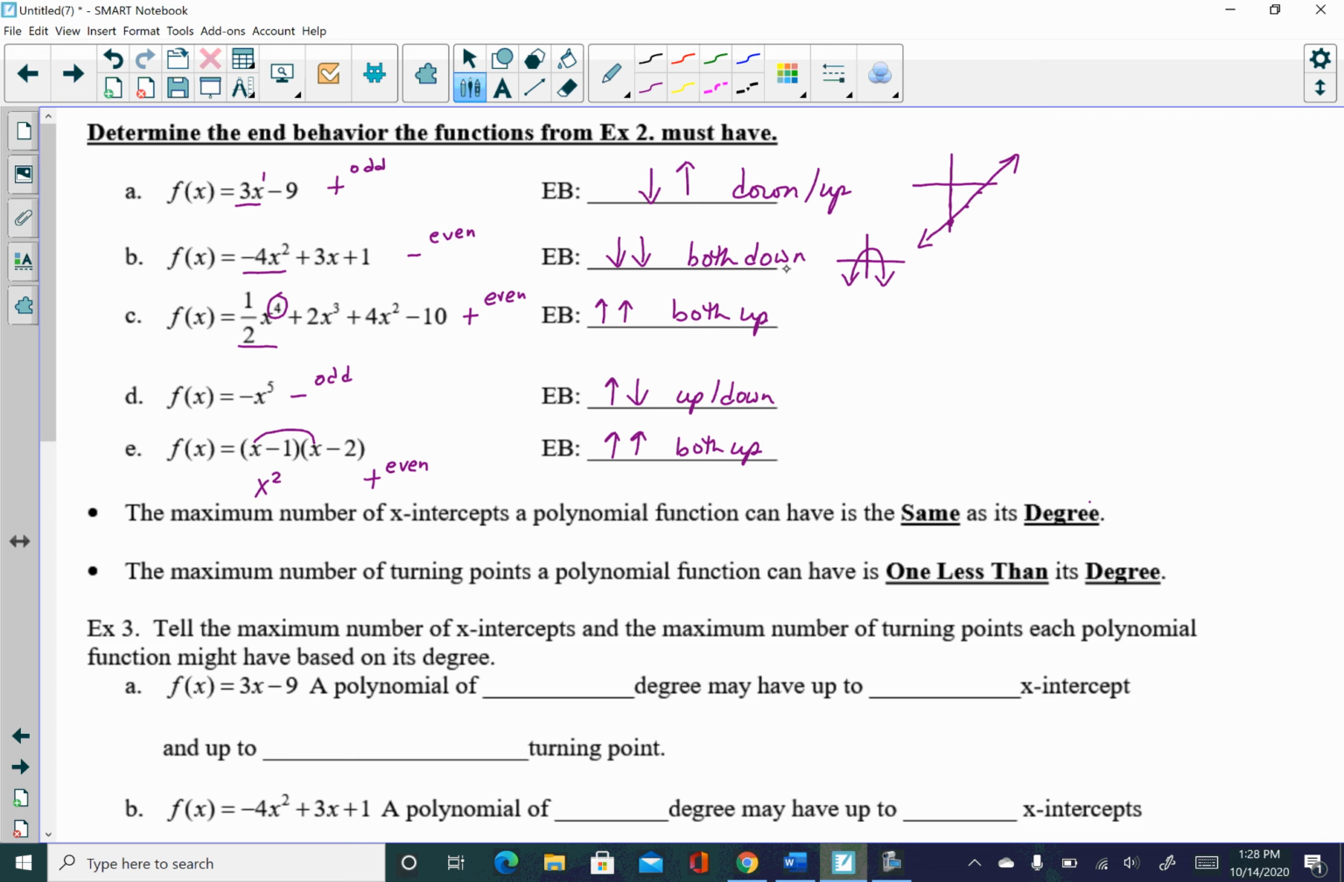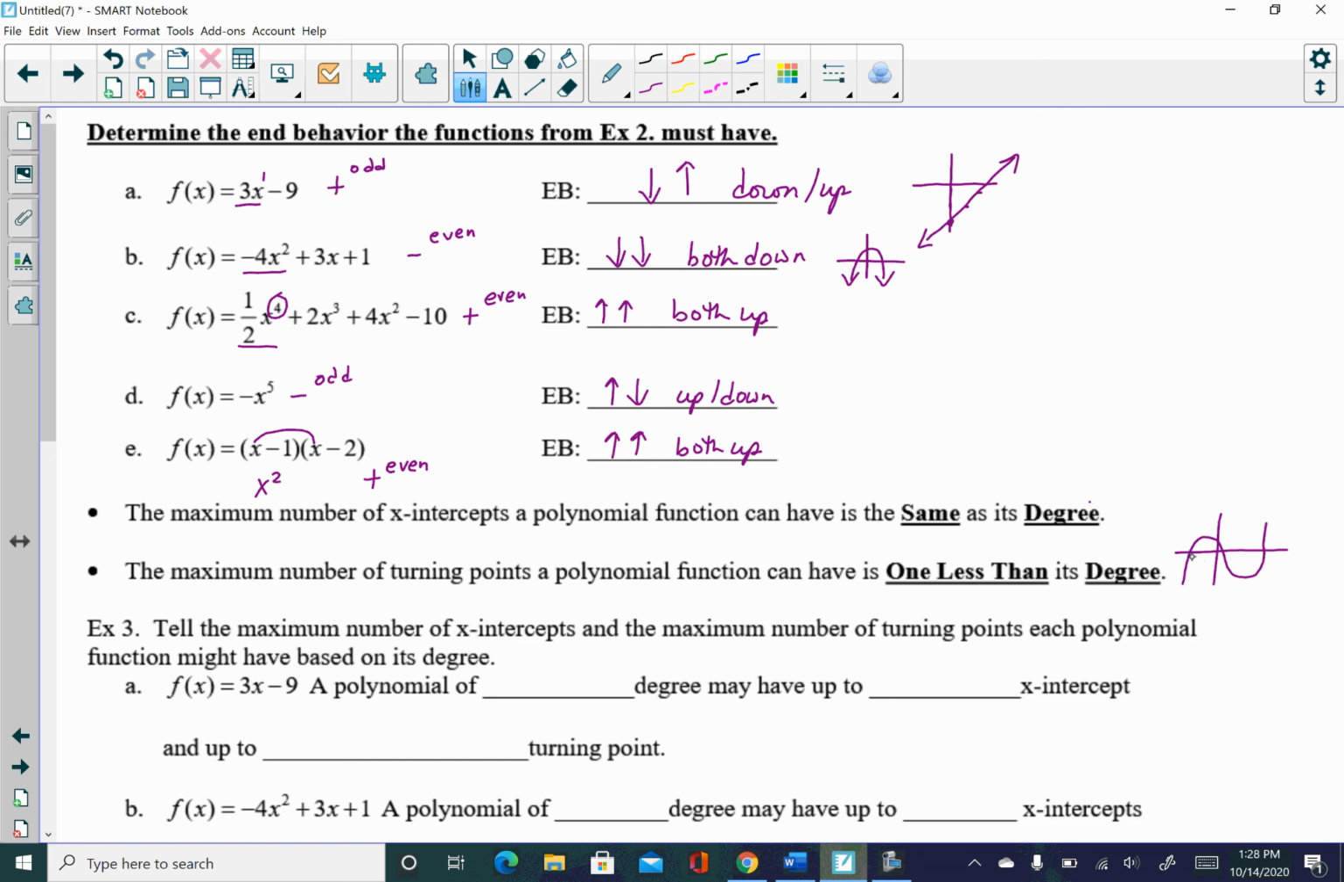Okay, all right, a couple of bullet points down here below. The maximum number of x-intercepts a polynomial can have is the same as its degree. So if you have degree 5, then you can have a maximum of 5 x-intercepts. The maximum number of turning points a polynomial can have is one less than its degree. So if your degree is 5, then it can only have 4 turning points. Remember, turning points from a previous lesson that we talked about are where you change from increasing to decreasing.